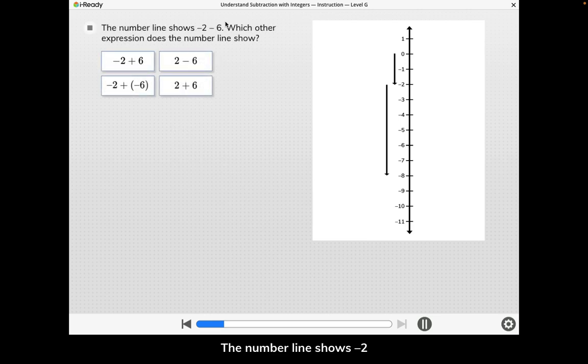The number line shows -2 minus 6. What other expression did the number line show? So we're starting at -2 and going down 6. As we saw in our previous question, subtracting a number is the same as adding the opposite of the number. So the opposite of 6 is -6. So -2 plus -6.